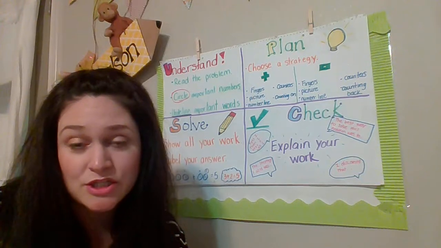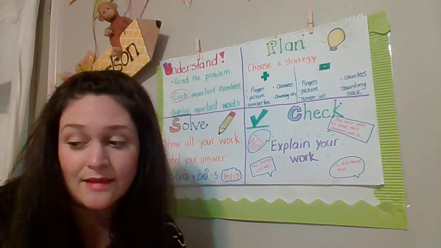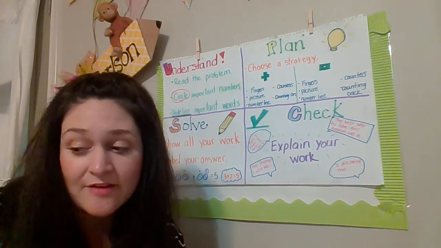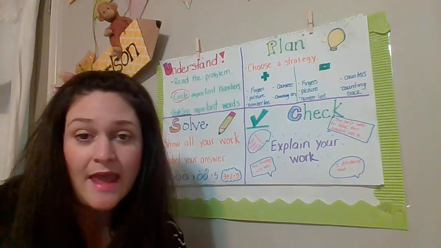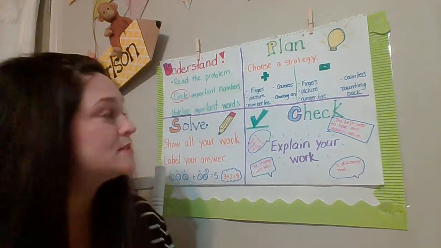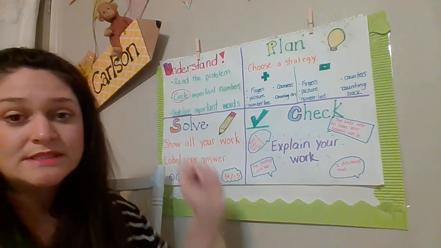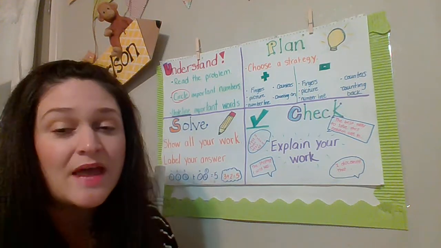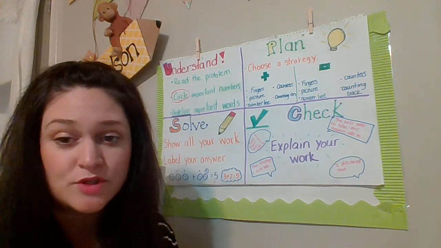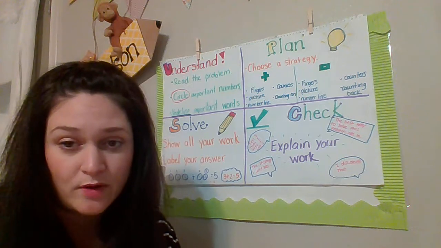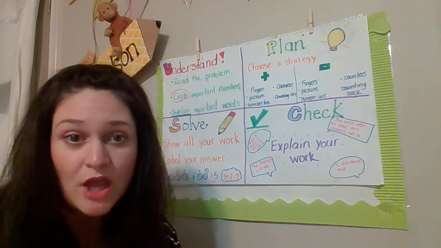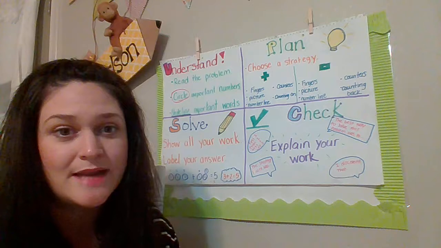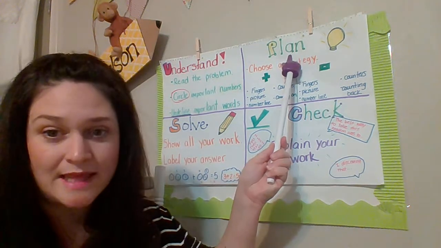If it's a subtraction word problem, you're going to hear words like less, how many are left, take away, and fewer. So be sure to underline any important words. Okay, that is our step number 1. Once you've circled your numbers and underlined important words and you've read the problem fully, you get to move on to your next step. And our next step is to plan.